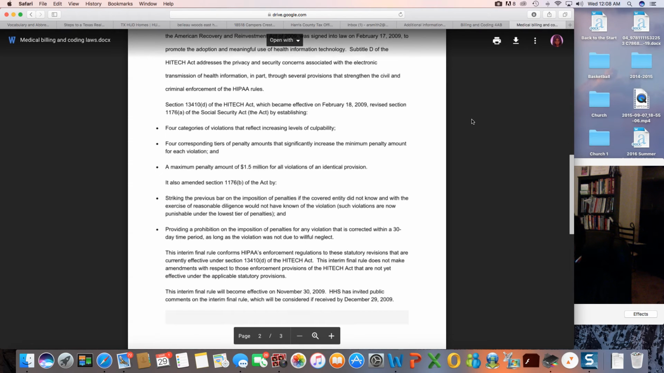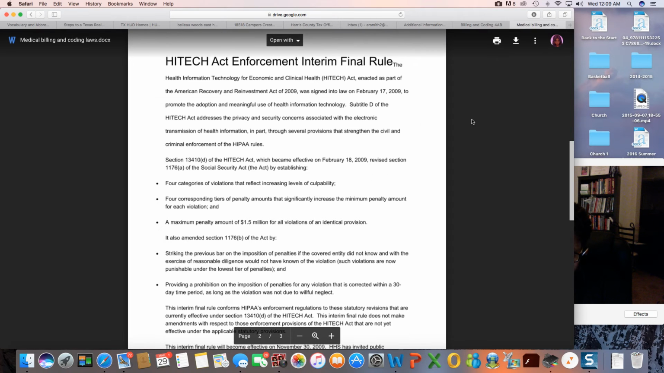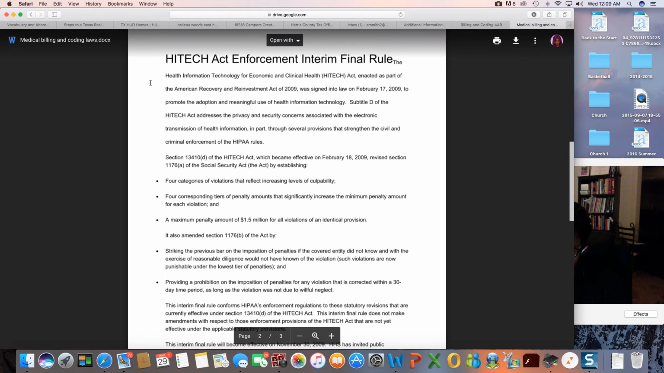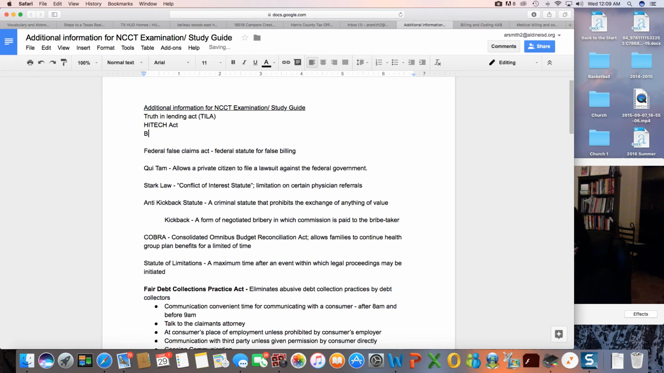Now the information here is a little bit more detail of what HITECH entails, but you won't be asked that information. The main information that the test is asking for is right here in this paragraph. And the next thing that I'm going to add is the birthday rule.